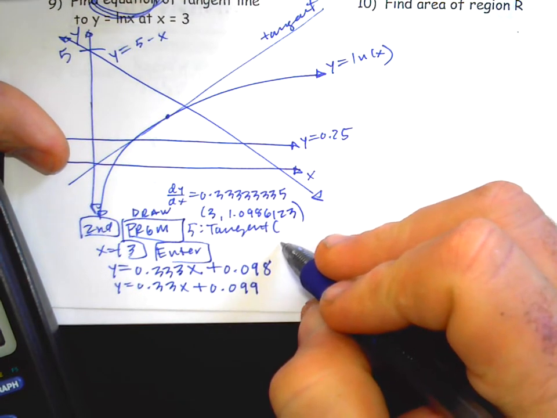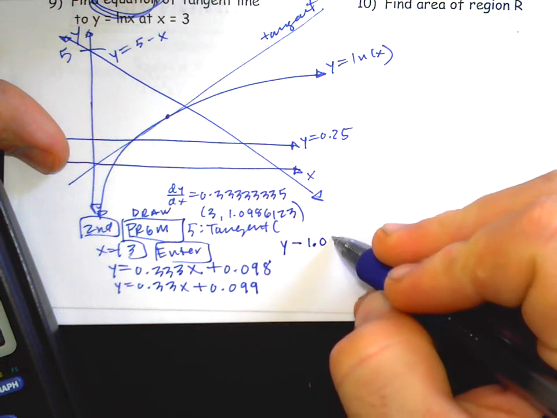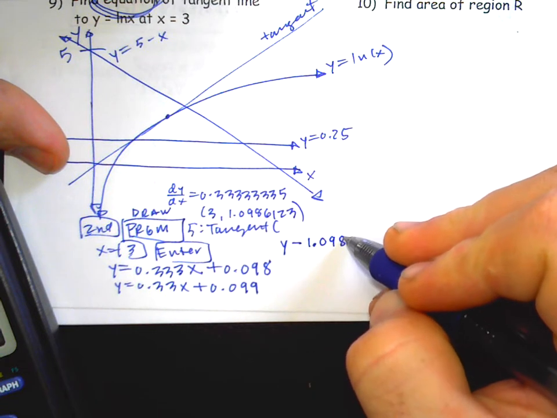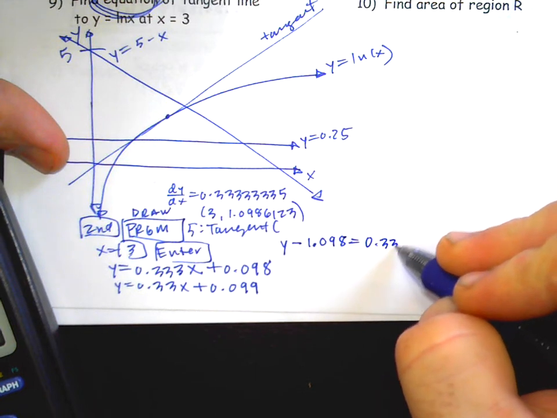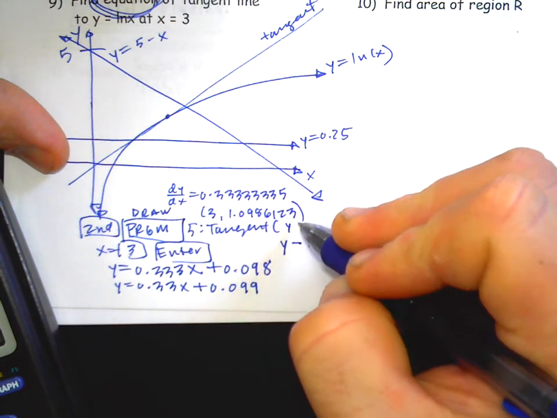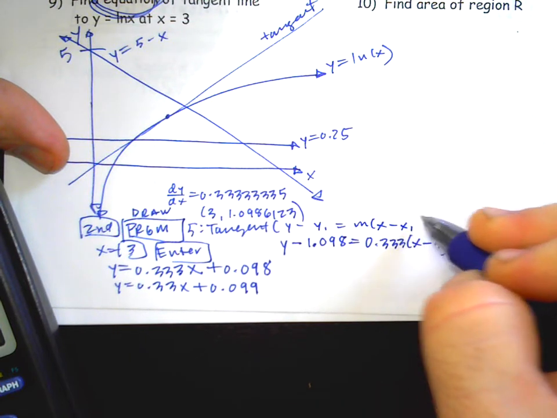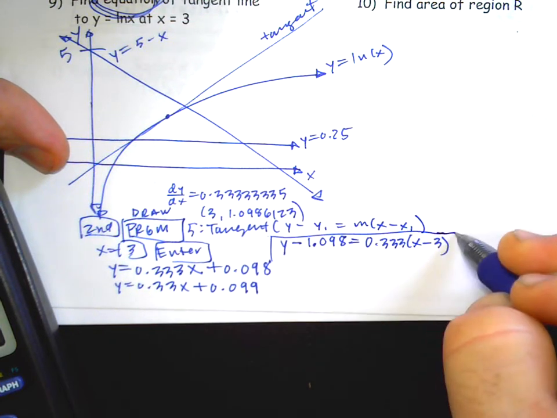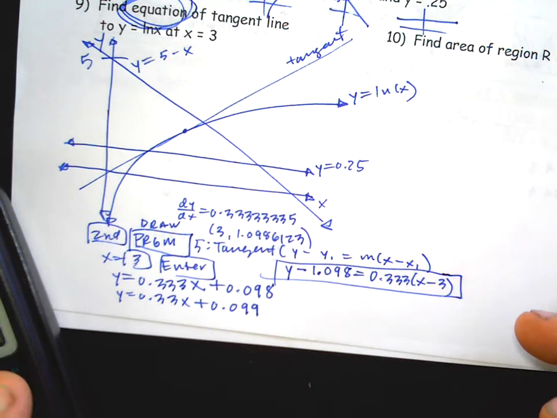So we could do y minus 1.098 equals the slope 0.333 times x minus, right? So the point-slope form, y minus y1 equals m times x minus x1. We're going to use that all the time. And this would actually be an okay equation answer. You don't have to do it in slope-intercept form.